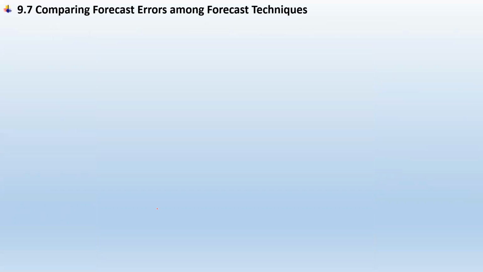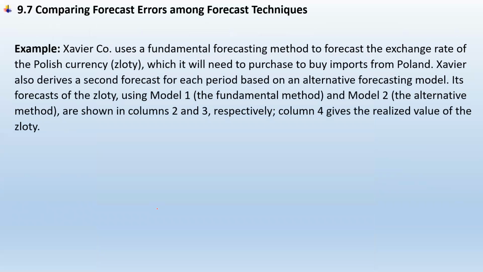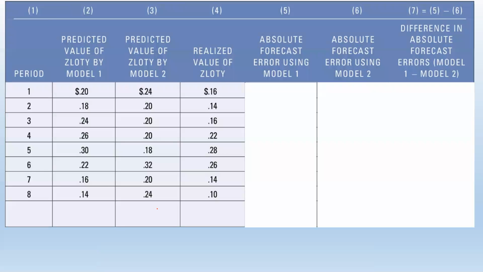And how to compare the forecast errors among forecast models. So here is one example. Experts use a fundamental forecasting method to forecast the exchange rate of the Polish currency. So they have two methods. This is the predicted value for the first model. This is the predicted value for the second model. And the realized values, those are the real numbers, so you can observe them from the market.